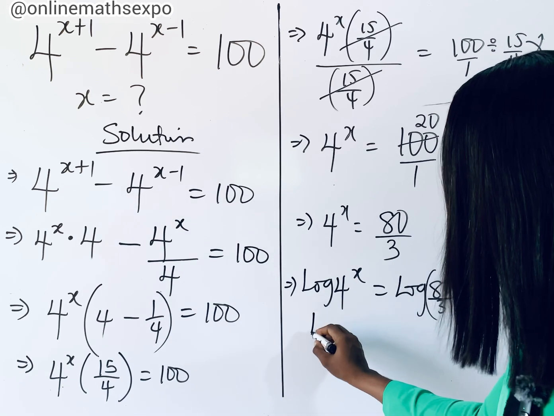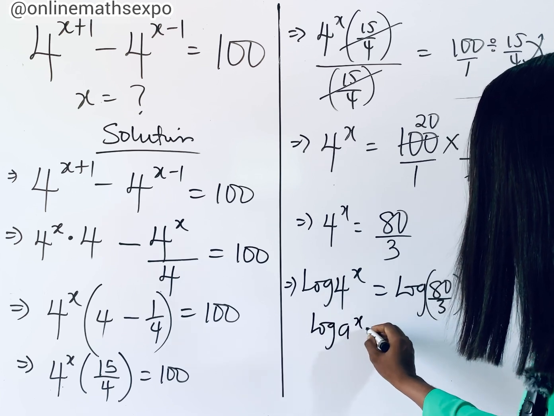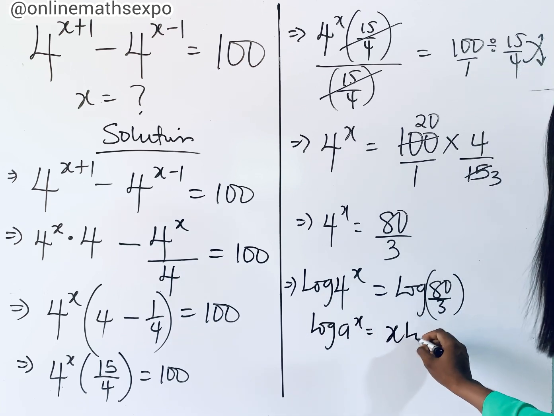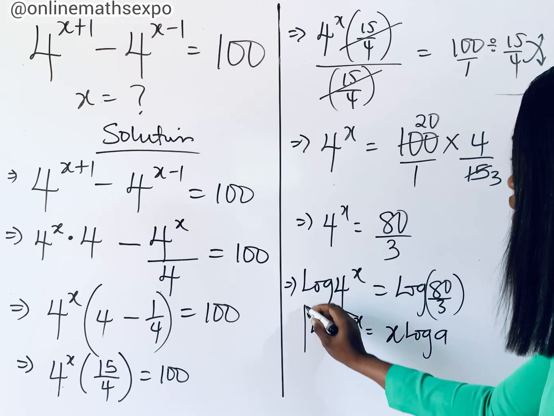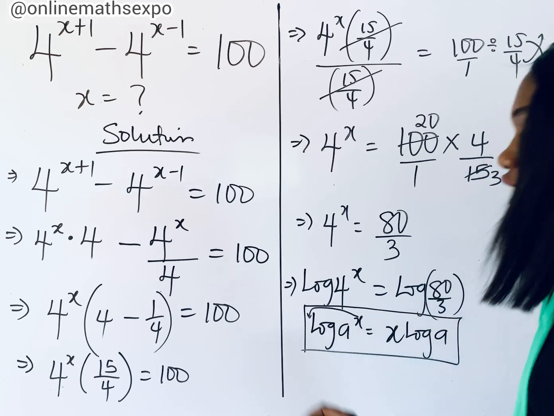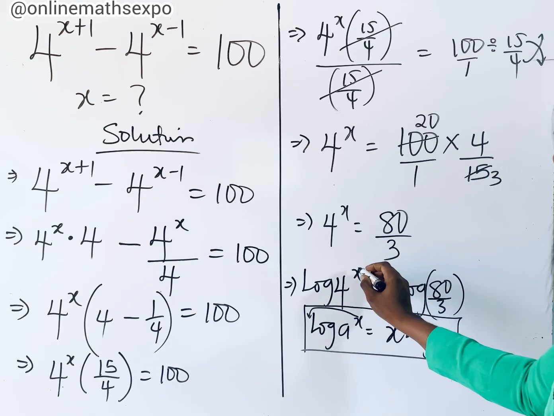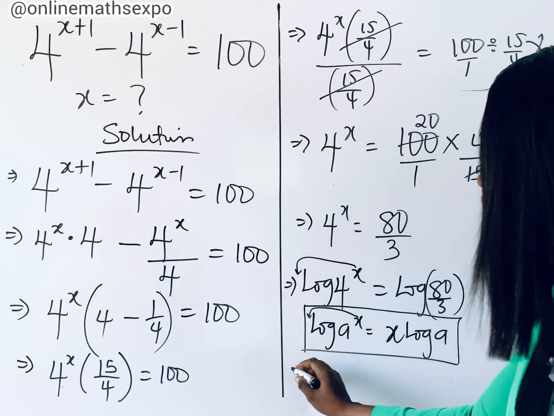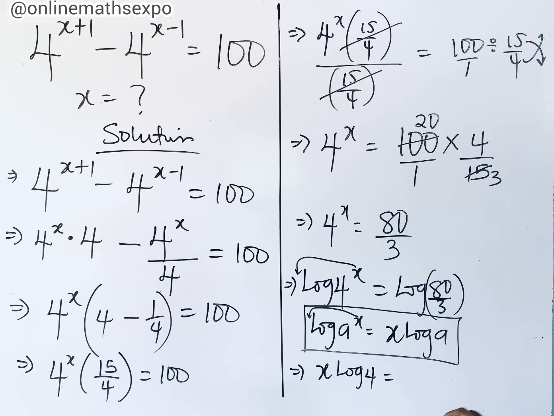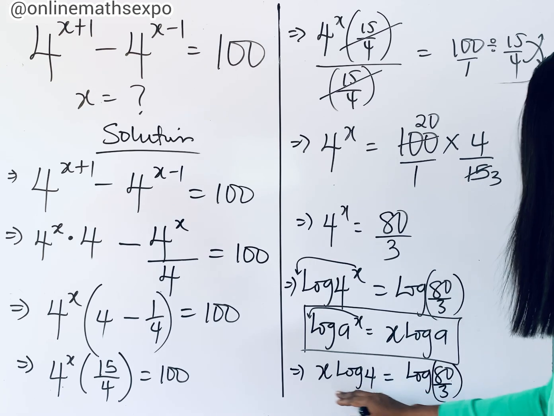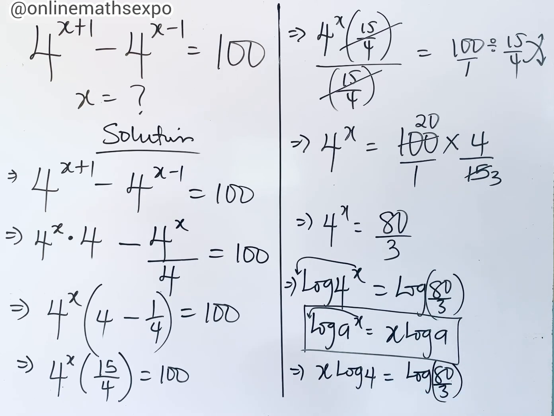Remember that for every log of a to the power of x is equal to x log a. The x here multiplies the log. So this is going to be a guide. So for this, x will multiply, and that will give us x log 4 is equal to log of 80 divided by 3. Interesting. So to get x, these two are multiplying. You are going to divide both sides.